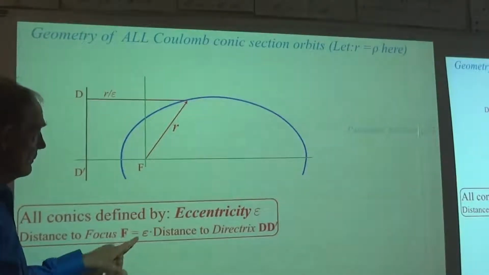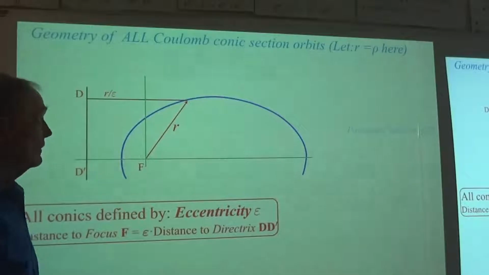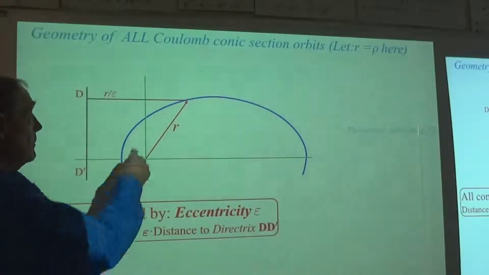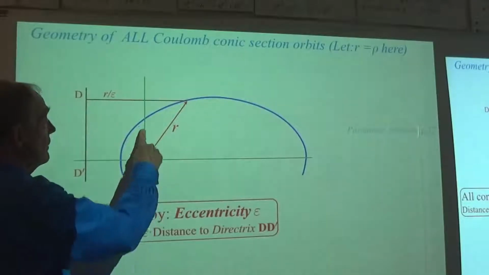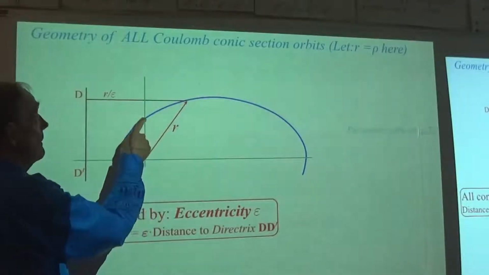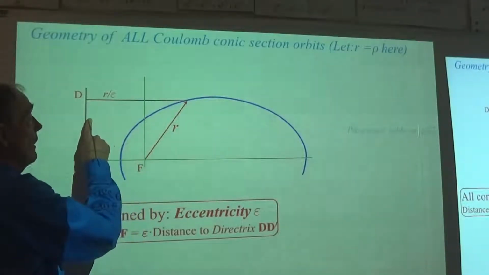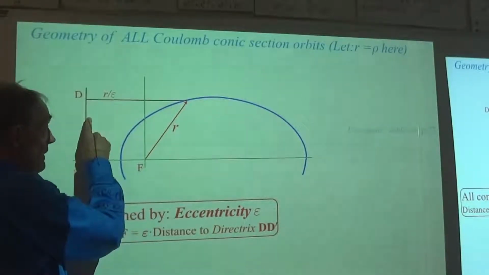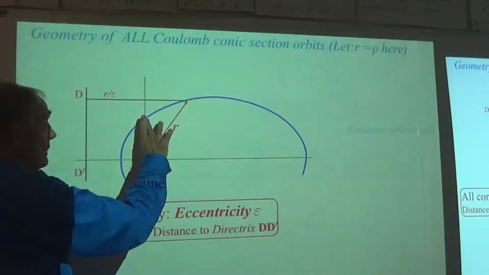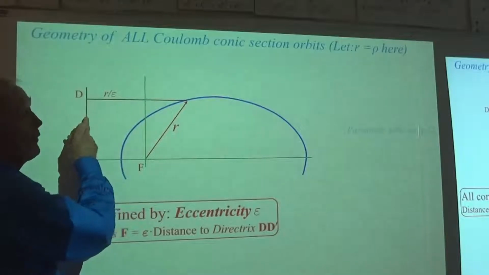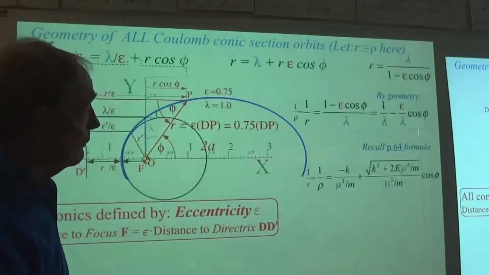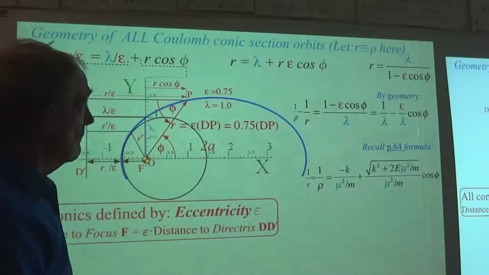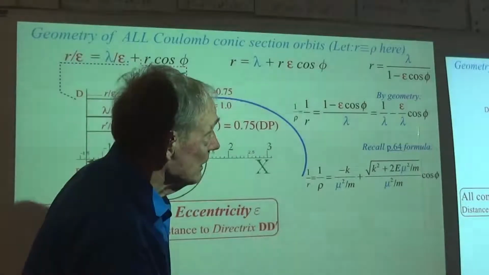Distance to focus equals epsilon times distance to directrix. So every point on here, including this one right here, which is kind of interesting because that means the distance here has to be this distance divided by epsilon. So this is the latus radius, and this has got to be the latus radius over epsilon. And so forth. We'll walk through this thing pretty much with that in mind.